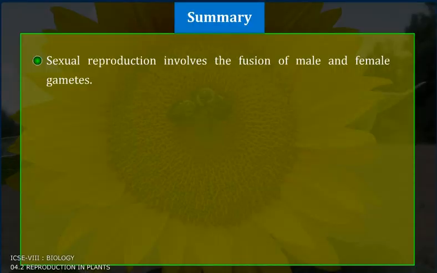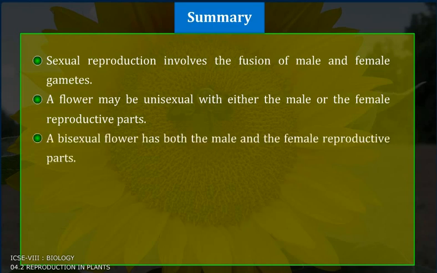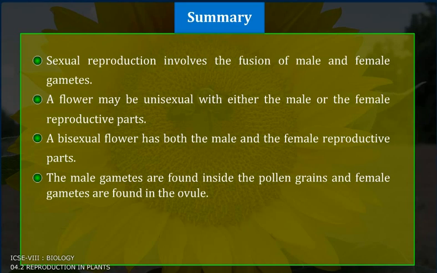Summary. Sexual reproduction involves the fusion of male and female gametes. A flower may be unisexual with either the male or the female reproductive parts. A bisexual flower has both the male and the female reproductive parts. The male gametes are found inside the pollen grains and the female gametes are found in the ovule.